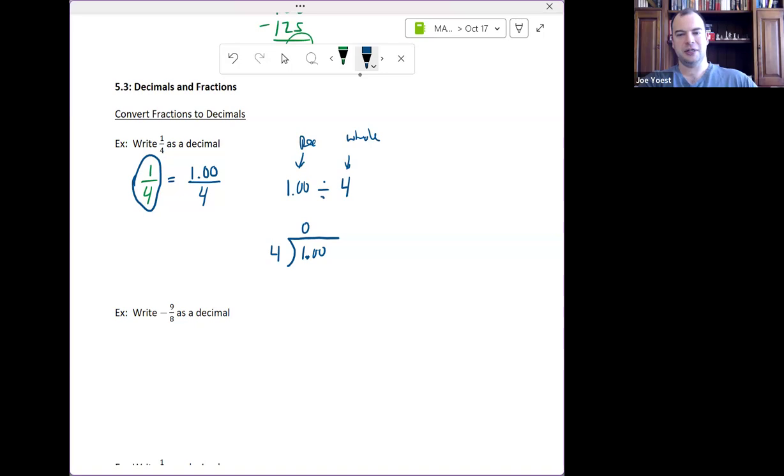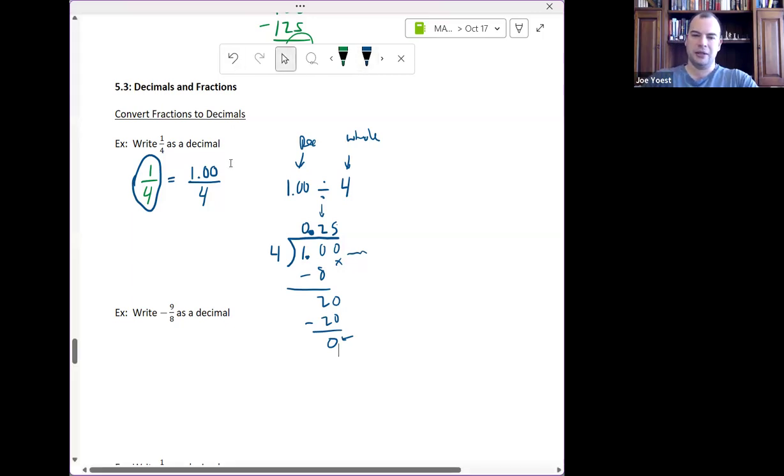4 goes into 1 0 times. I ran into my decimal. Let me write that up here. 4 goes into 10 twice. I wrote my zeros a little too close together, so let me rewrite those. 2 times 4 is 8. Make sure to write that under the correct place. 10 minus 8 is 2. Bring down the 0. 4 goes into 20 5 times. 5 times 4 is 20. I have nothing left to bring down. I have a 0 remainder. My long division is done.